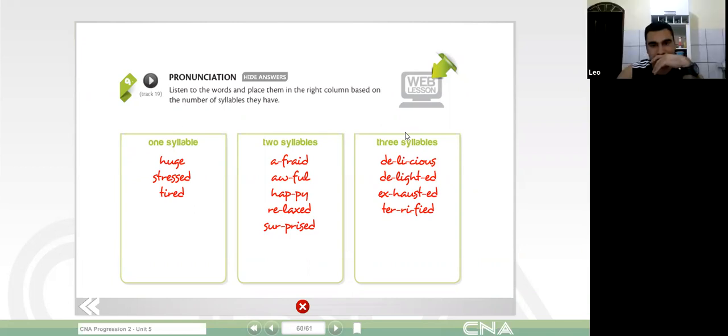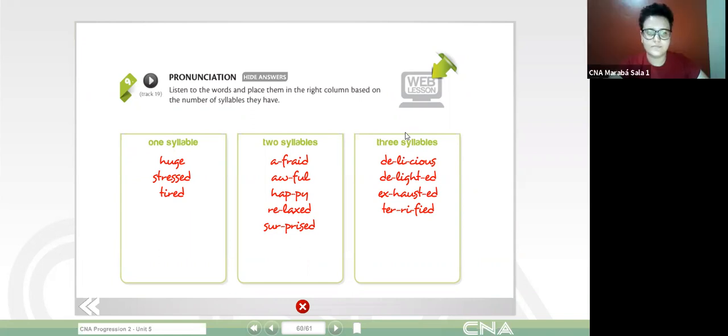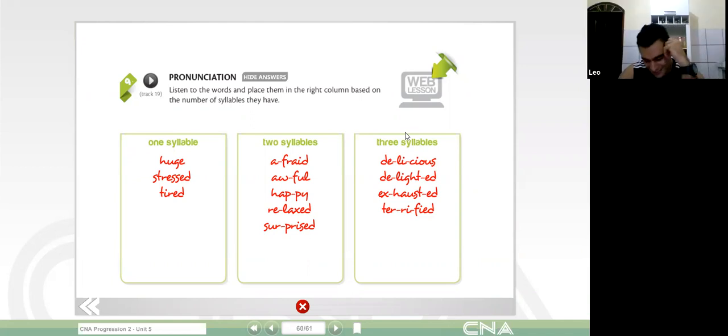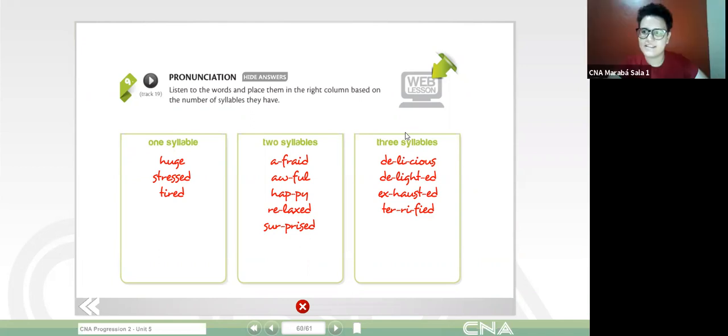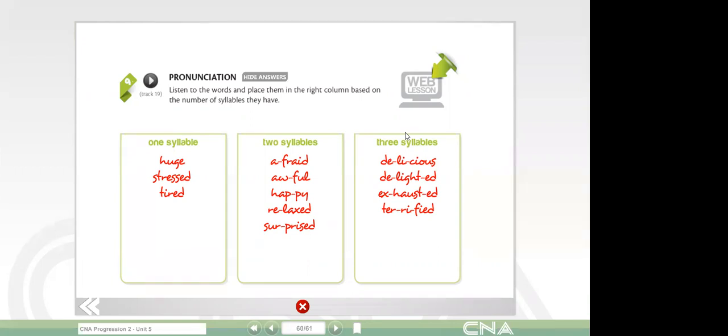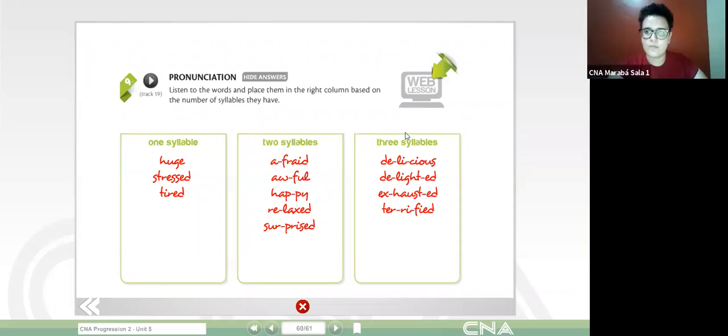Tired. Tired is one syllable. Tired. Yes. It's a little weird for us. Not necessary to separate. You just need to write in the correct box. The book gives you everything, but not necessary.